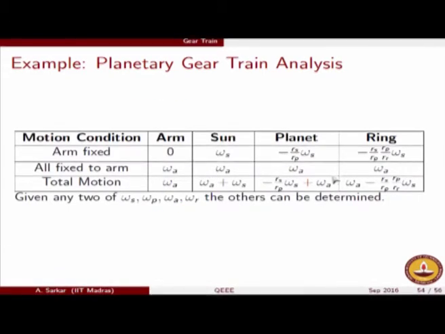So this is why planetary gear trains have found wide applicability in mostly automatic transmissions, wherein they offer the advantage of flexibility. You are able to achieve a large gear ratio range using planetary gear train analysis. They are very compact in arrangement.